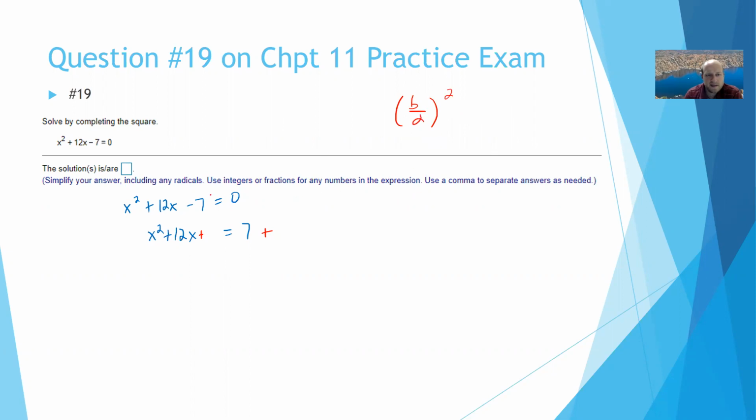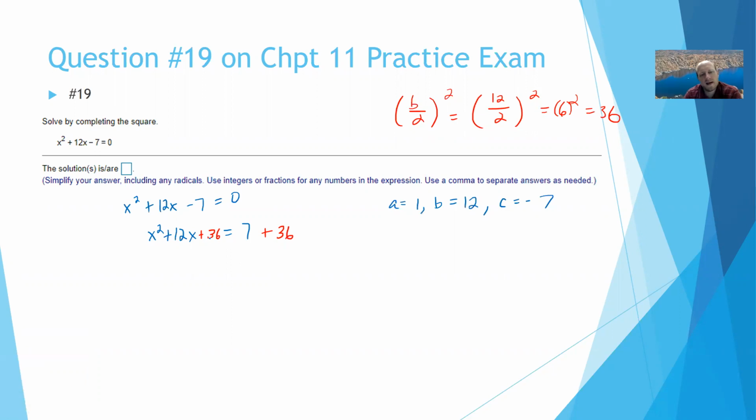And in this case, and I didn't really say it here, but in this case, a is equal to 1, b is equal to 12, right? C is equal to negative 7, just for good measure. But in this case, b is equal to 12. So I just go ahead and plug in 12 for b. And then I take 12 divided by 2 and I square it. So 12 divided by 2 is 6. 6 squared is 36. So on this equation, I add 36 to both sides.